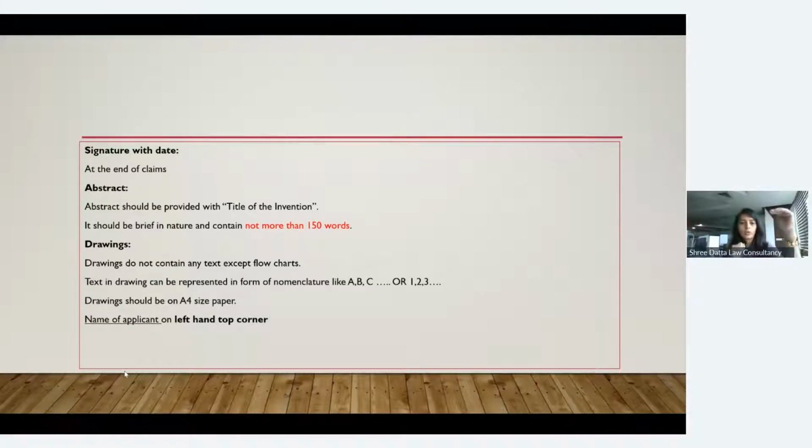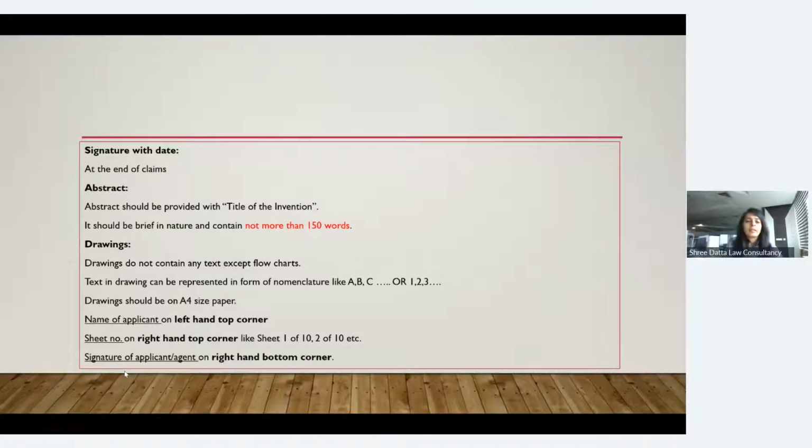In the left hand top corner, we have to write the name of the applicant or applicants. Then in the right hand top corner, we write the total sheet number, that is 10, then sheet 1 of 10, 2 of 10, 3 of 10, likewise. Then in the right hand bottom corner, we write the signature of the applicant and the agent. In that also, you don't need to write your name or signature, just write XYZ like that. In form 2 also, they ask for the name of the applicant, address and nationality. For the applicant, you can write ABC or XYZ. Anywhere, you need not write your name as identity in the patent exam.